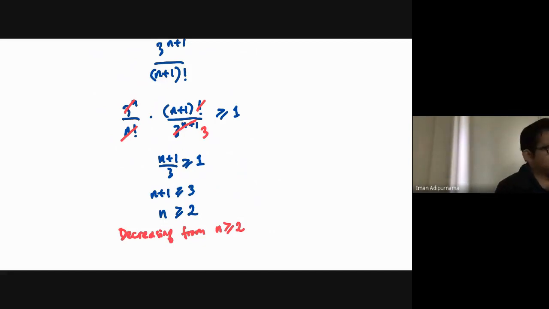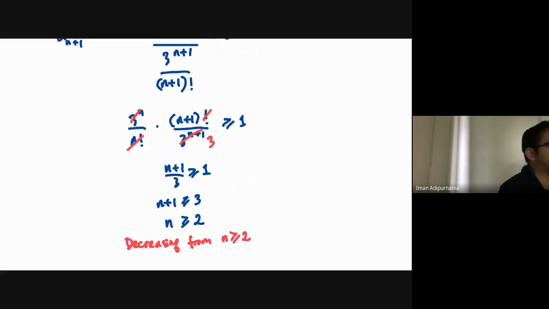Okay. So if you have other problems, then if you want to look at whether the sequence is increasing or decreasing, you can see the first few terms, and then you can prove that by using the definitions of increasing or decreasing. Okay.